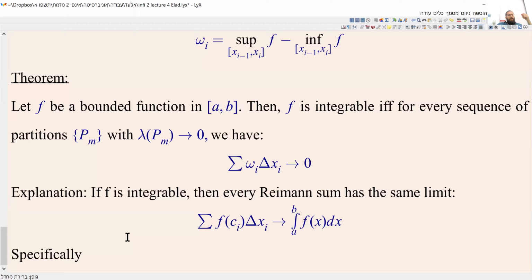The limit is eventually the area between the graph and the axis.